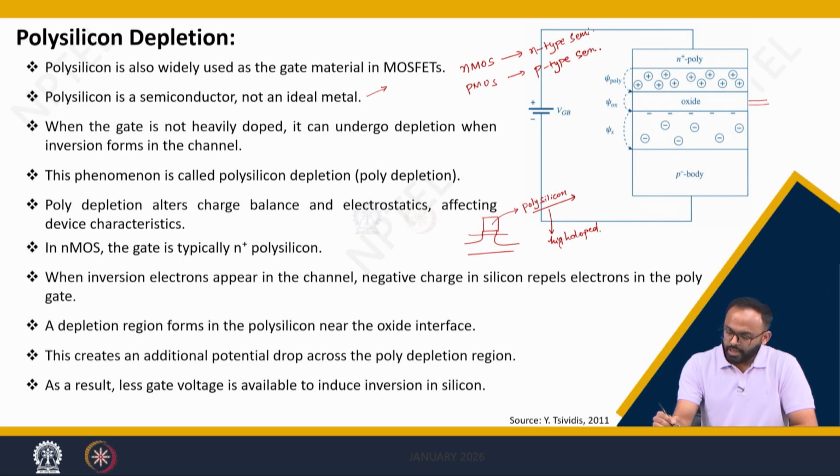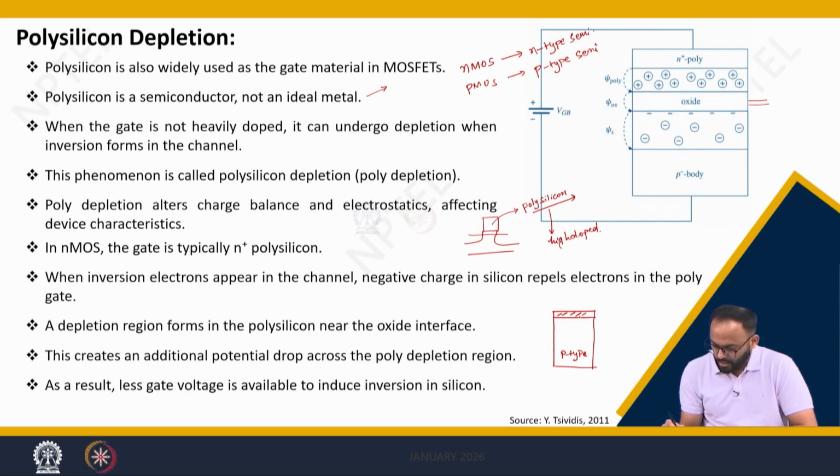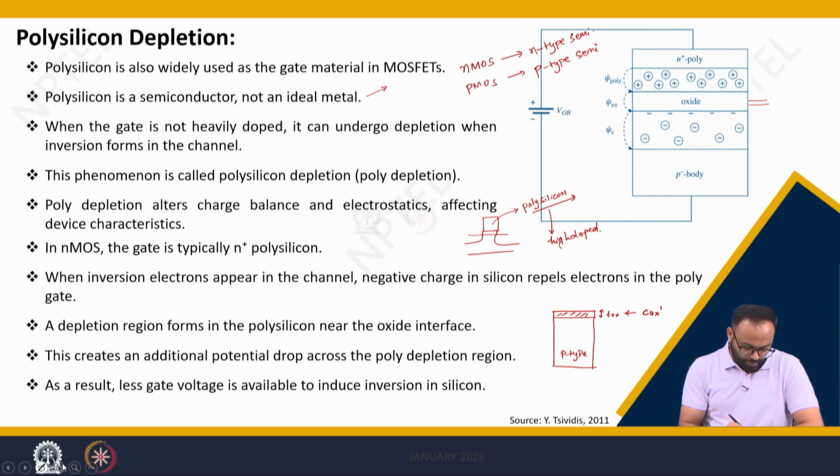So, let us consider a two terminal structure where my substrate is P type. Obviously, this is the foundation for NMOS. This is an oxide having thickness TOX. The capacitance associated with it is COX dash if we represent it per unit area. Now, instead of a metal gate we are using a poly gate. So, this is a poly gate.